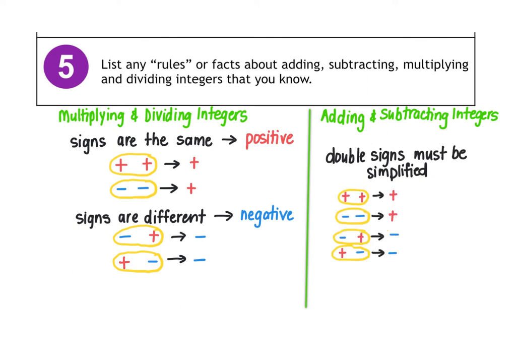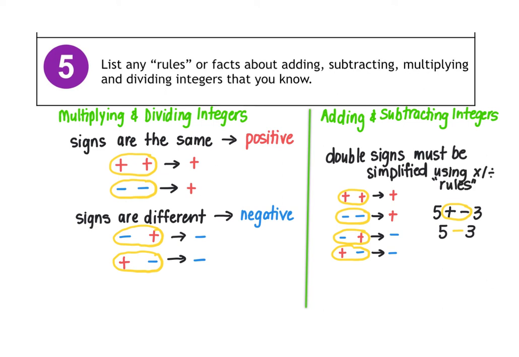Keep in mind that when two things are next to each other in math, multiplication is implied. So when we have a positive and a negative between two symbols, we know that that's like a positive times the negative, which is going to give us a negative. So we'll use the multiplication and division rules to simplify the double signs.